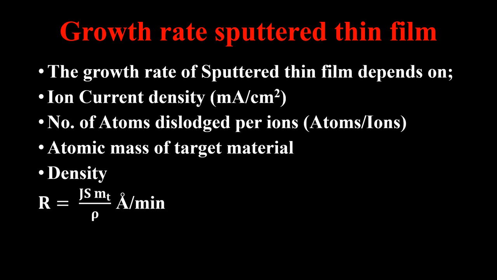So the growth rate is demonstrated by an equation, JSM divided by rho. Okay, so J and S are the current density, and M is the mass of the target or the source material, and rho is the density of both the ion and the source materials.